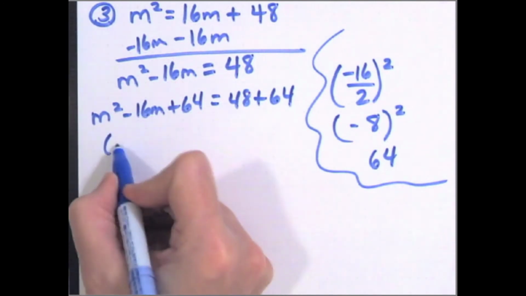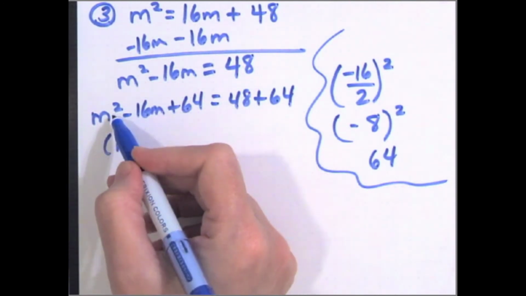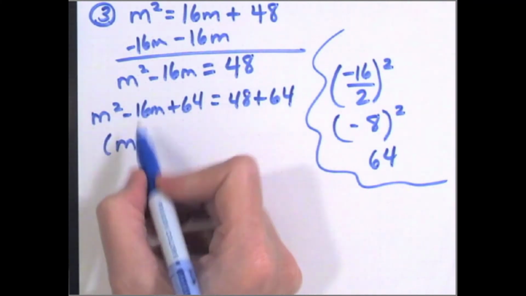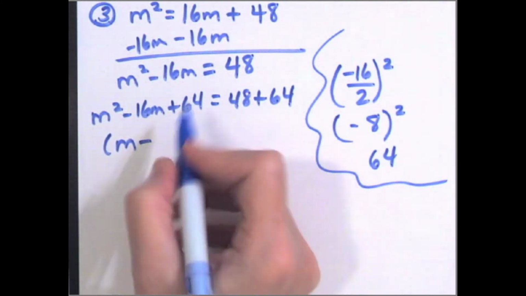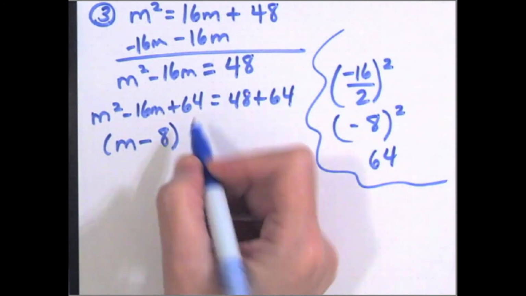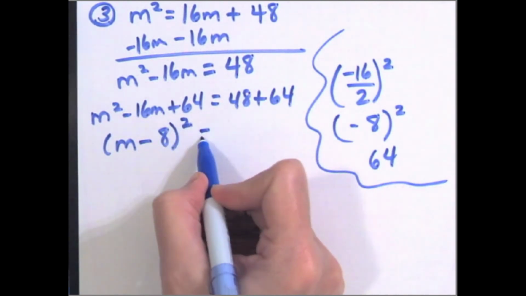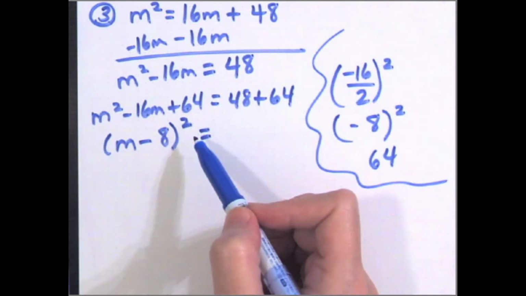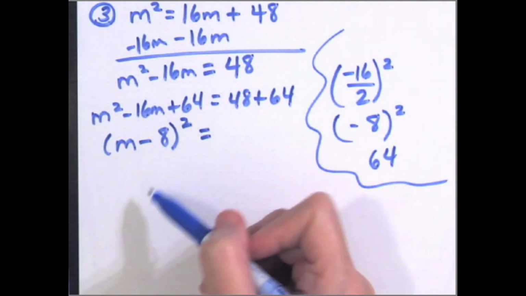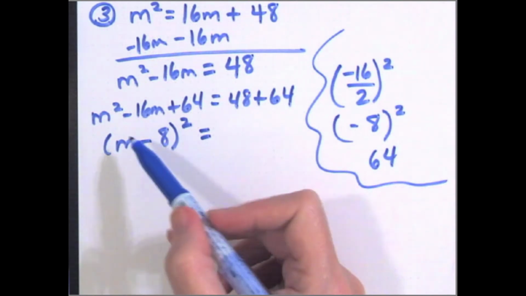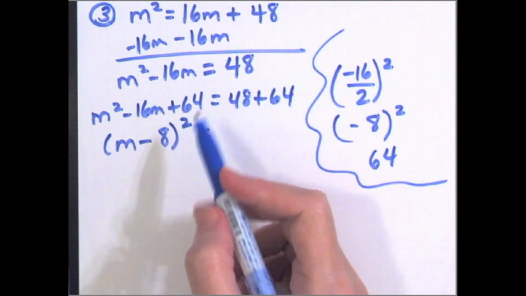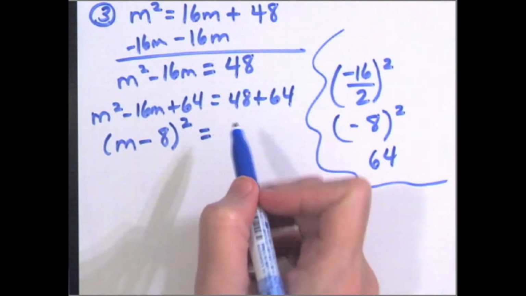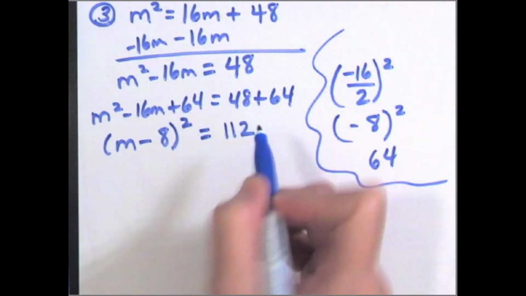I'm going to write this as a binomial squared. The way to get m squared is to square m. Take that middle sign, and what do we square to get 64? That would be 8. And that perfect square trinomial does factor into a binomial squared. If we actually multiplied m minus 8 times m minus 8, we would see that these are the 3 terms we would get after we simplified. Okay, so 48 plus 64 is going to give us 112.